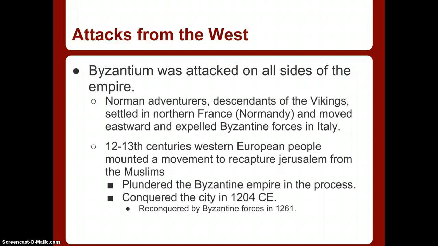Now, we'll talk about this later in this class, but during the 12th and 13th centuries, the Western European people mounted a movement to recapture Jerusalem from the Muslims. While they're doing this, they also take the opportunity to plunder the Byzantine Empire in the process. And for a while, they conquer the city, and they take a lot of great and wonderful artifacts and take them back to their relative locations.